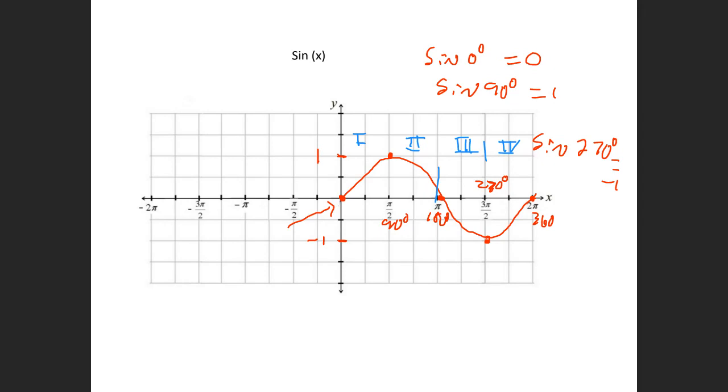Where is the sine function positive? Which two quadrants is the sine function positive? 1 and 2. Where is the sine function negative?